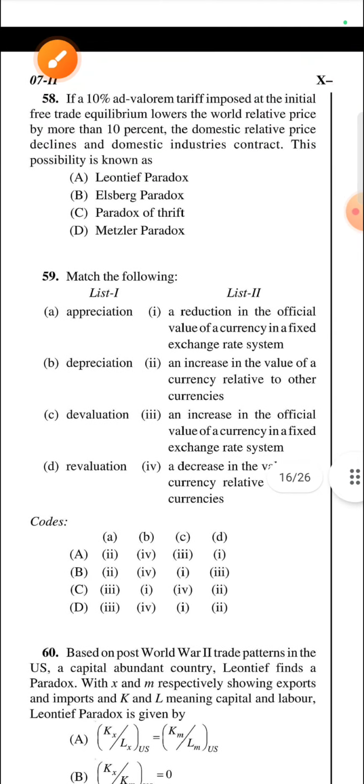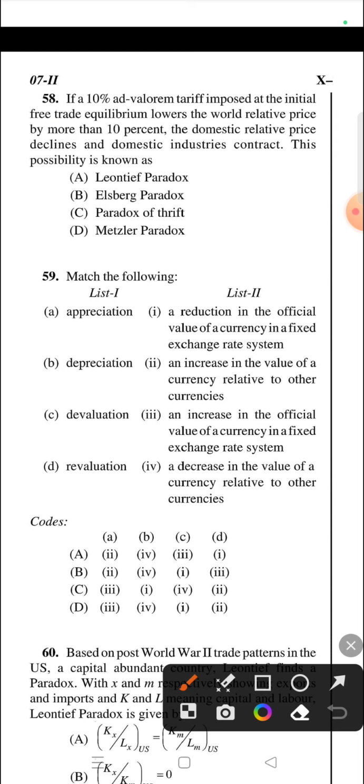Question number 58. If a 10% ad valorem tariff imposed at the initial free trade equilibrium lowers the world relative prices by more than 10%, then the domestic relative price declines and domestic industries contract. This possibility is known as Metzler's paradox.